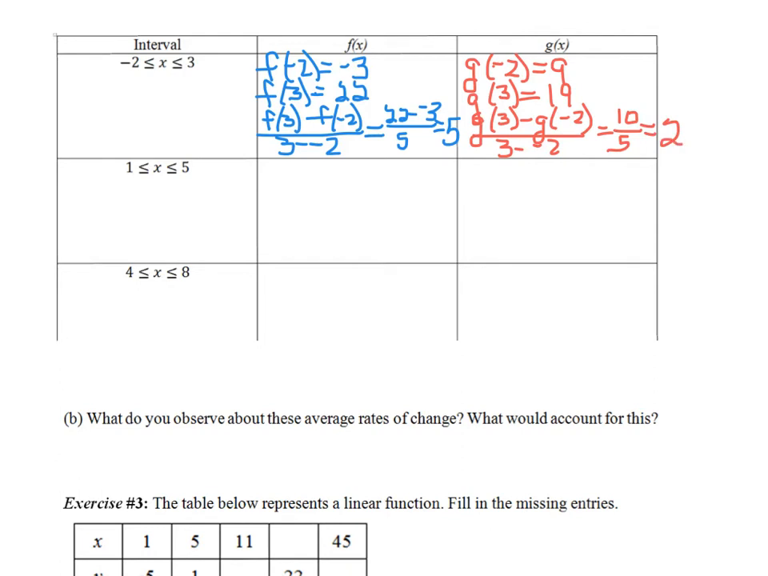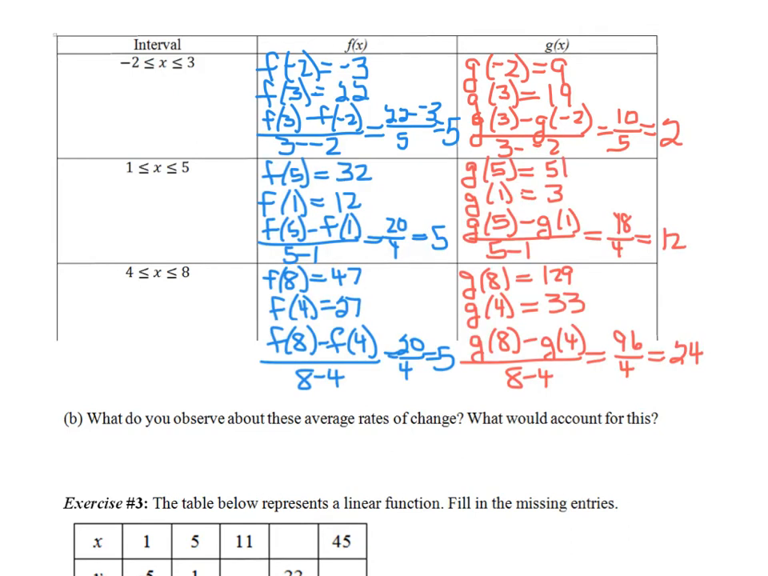Now I want you to pause the video. Please come back when you're done and do the calculations for the average rate of change for f(x) and g(x) on the last two intervals, filling in the complete table. Please check your answers for the average rate of change for f(x) and g(x) over the intervals given. Go back and make any corrections that you need to if your answers don't match mine.